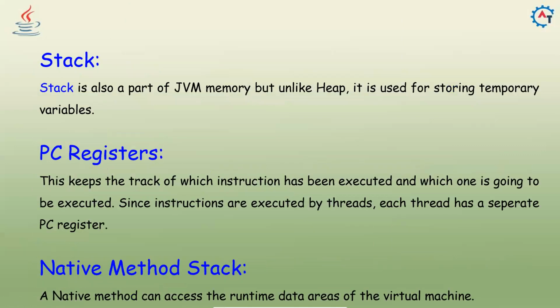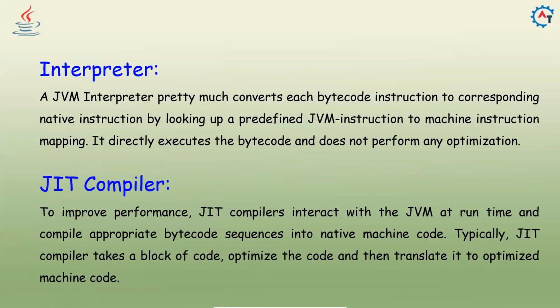So native method stack. A native method can access the runtime data areas of the virtual machine. So if you have something to read from this virtual machine, that can be done using native method stack. So interpreter. A JVM interpreter pretty much converts each bytecode instruction to the corresponding native instruction by looking up a predefined JVM instruction to machine instruction mapping. It directly executes the bytecode and does not perform any optimization.